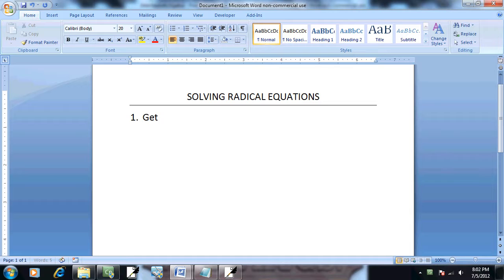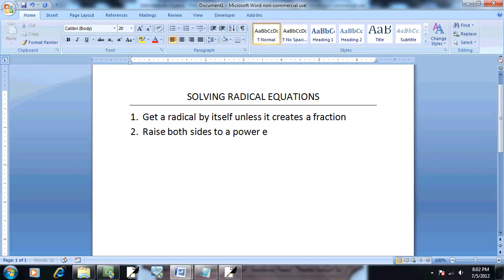Step 1. Get a radical by itself unless it creates a fraction. So do everything you can to get it by itself until you get to the step where you create the fraction, then don't do that. Step 2. Raise both sides to a power equal to the index. And step 3, if more radicals, go back to step 1.